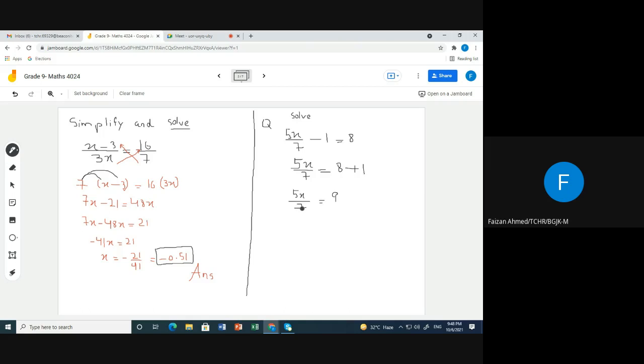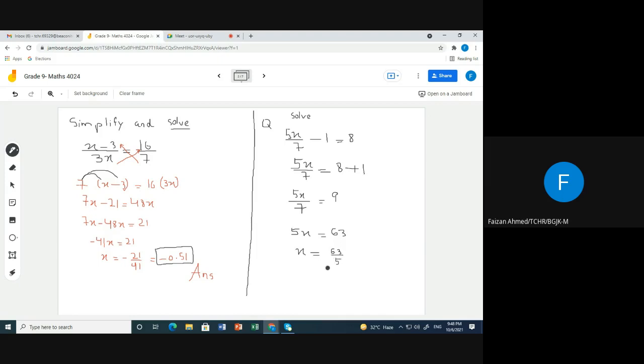Now you will shift this 7 to that side because there is only one fraction on this side. So this will become 5x, and you will shift 7 to the other side. It will be multiplied with 9, so 7 times 9 is 63, so I will write 63 directly, and then x. Since you have to find the value of x, you have to remove this 5. Since 5 is being multiplied over here, it will get divided, so 63 upon 5 is your final answer.